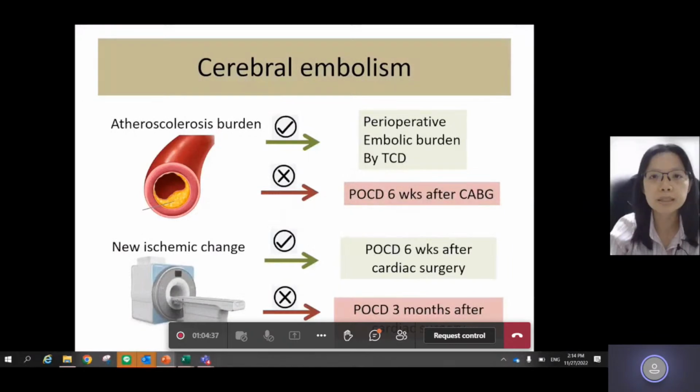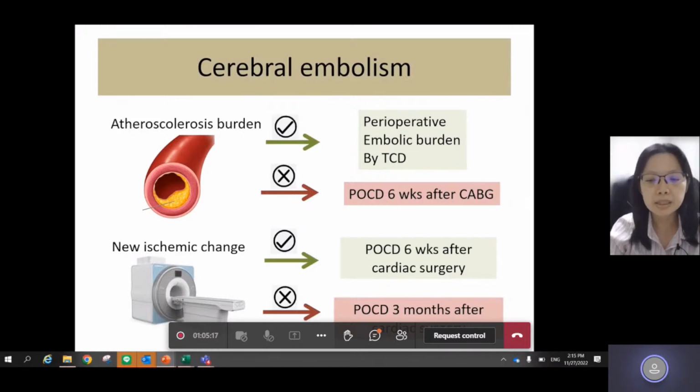The first is cerebral embolism. It's logical for us to think if the patient has more embolism, there's going to be a higher risk of POCD, but the studies tell us it's controversial. We know if the patient has higher atherosclerosis burden, which is very common in cardiac surgery patients, there's evidence of increased perioperative embolic burden noticed by TCD during the operation, yes. However, in a study about atherosclerosis burden and CABG, 6 weeks after the CABG surgery, the POCD is not higher in patients who had a higher atherosclerosis burden.